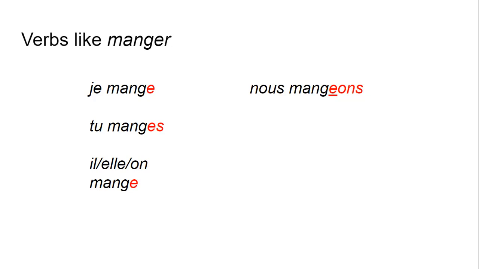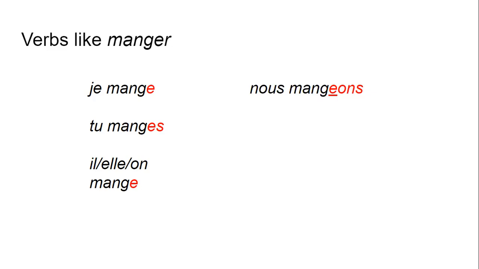The problem with that is when G is followed by an O, just linguistically, it's a hard G. So it would be mangon. And that's not how it's pronounced. So in order for the spelling to match the sound that's coming out of the French people's mouths, they add that E because the E softens the G and makes it J. So it stays nous mangeons. That's the only reason that E is there. They have to throw it in there.